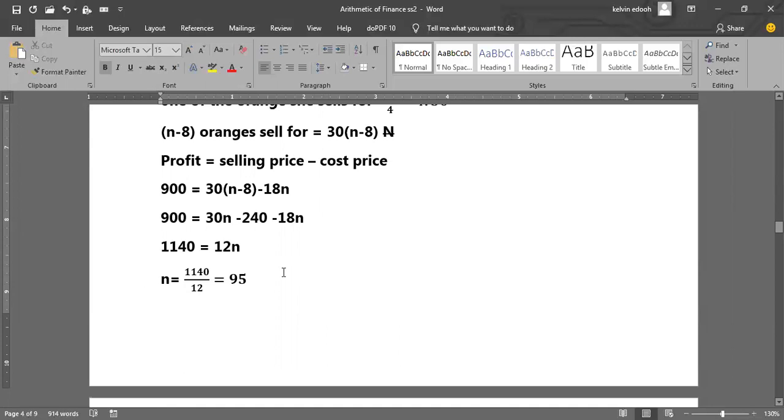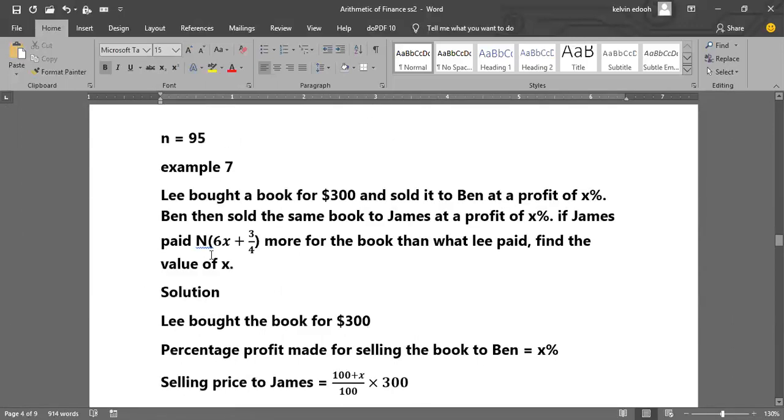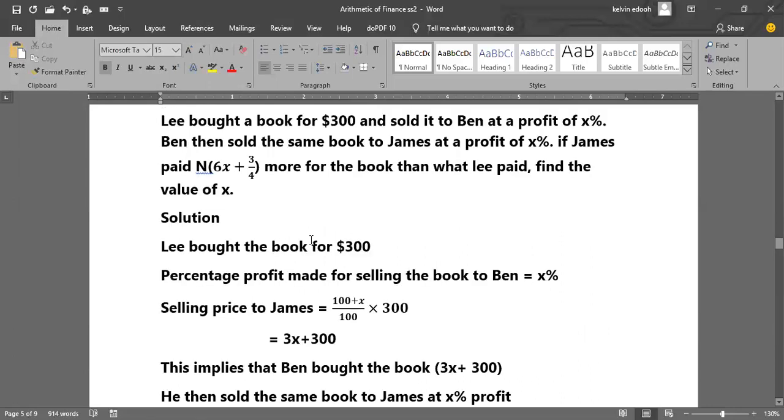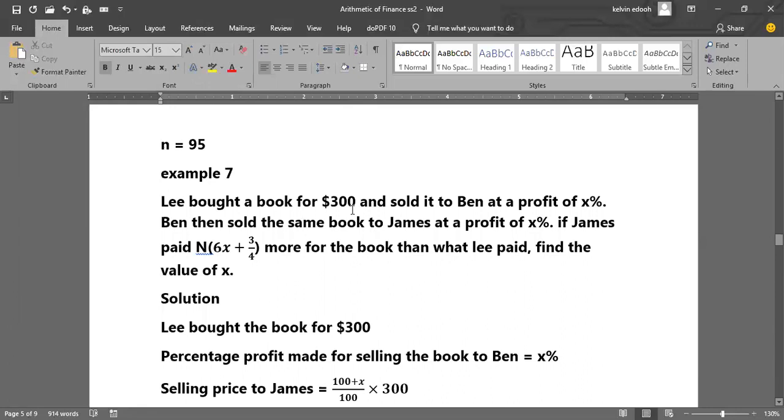Clear? Good. Then the next question we're going to look at is this one. It's a bit tricky. Now look at this question. We are told that Lee bought a book for $300 and sold it to Ben at a profit of X%. Then Ben sold the same book to James at a profit of X% too. If James paid this much more for the book than what Lee paid, we have to find the value of X.